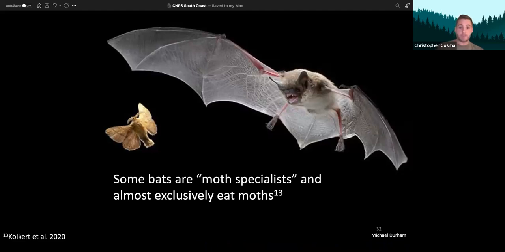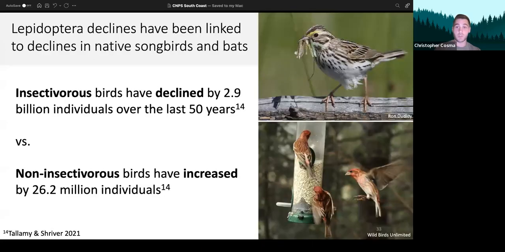And some bats are actually moth specialists. So they almost exclusively rely on moths in their diet. And so moths also are really important to our native bat populations. And so it's really no surprise when we look at these facts that Lepidoptera declines, so declines in our moths and butterflies, have been linked to declines in native songbirds and bats in the United States.